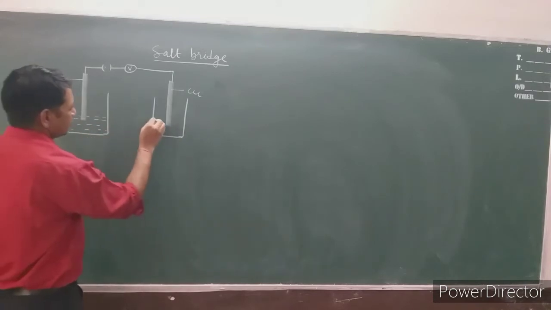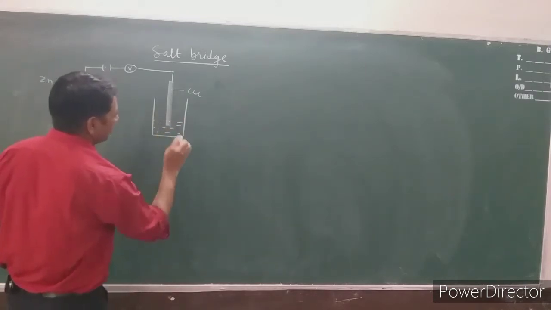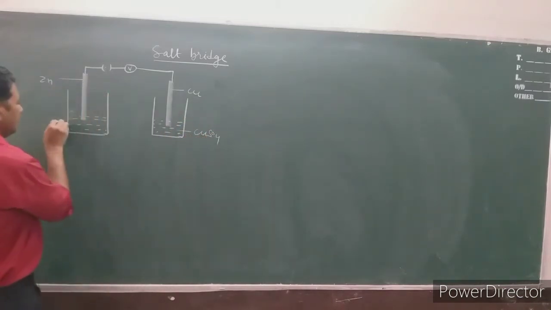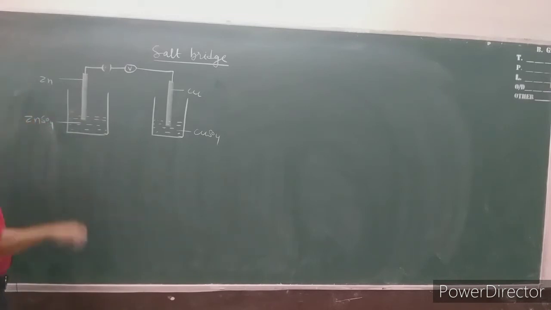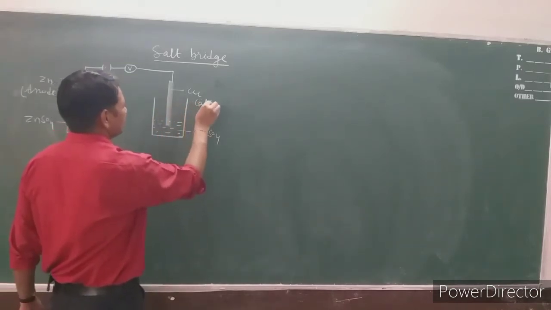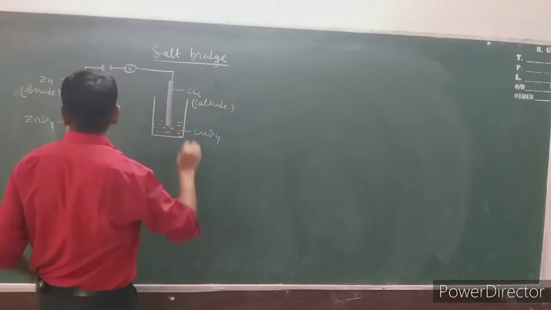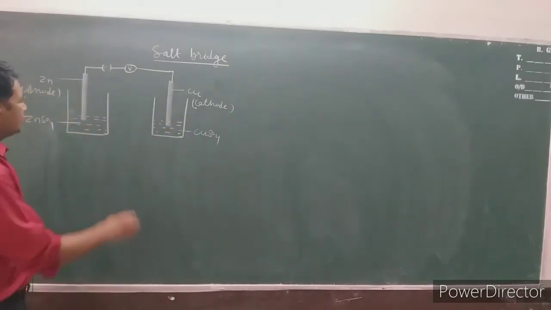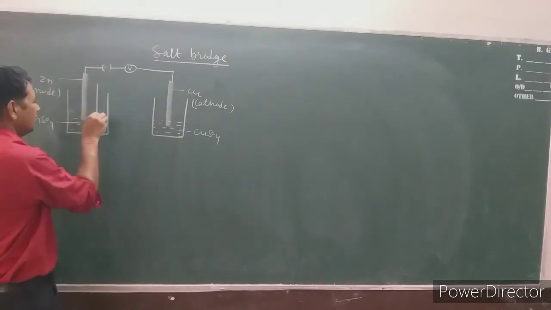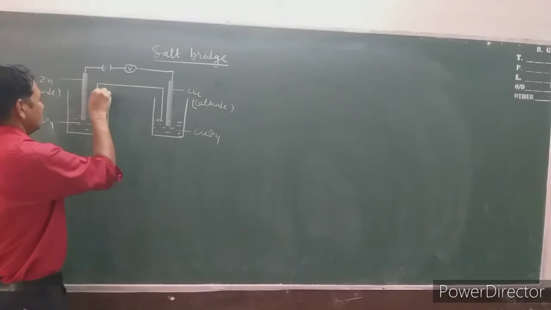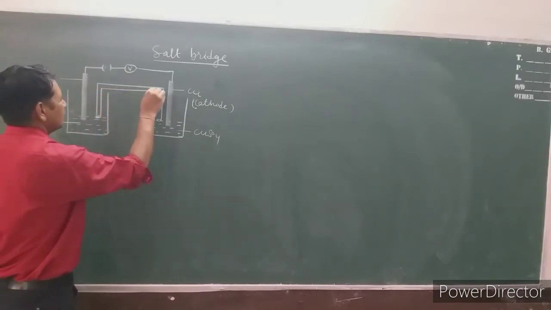And these two electrodes are dipped in different types of electrolytes like copper sulfate and zinc sulfate, and this works as an anode, this works as a cathode, and you know very well, anode favors oxidation, cathode favors reduction. And these two half cells are connected through an inverted U-shaped glass tube, and that is known as salt bridge.